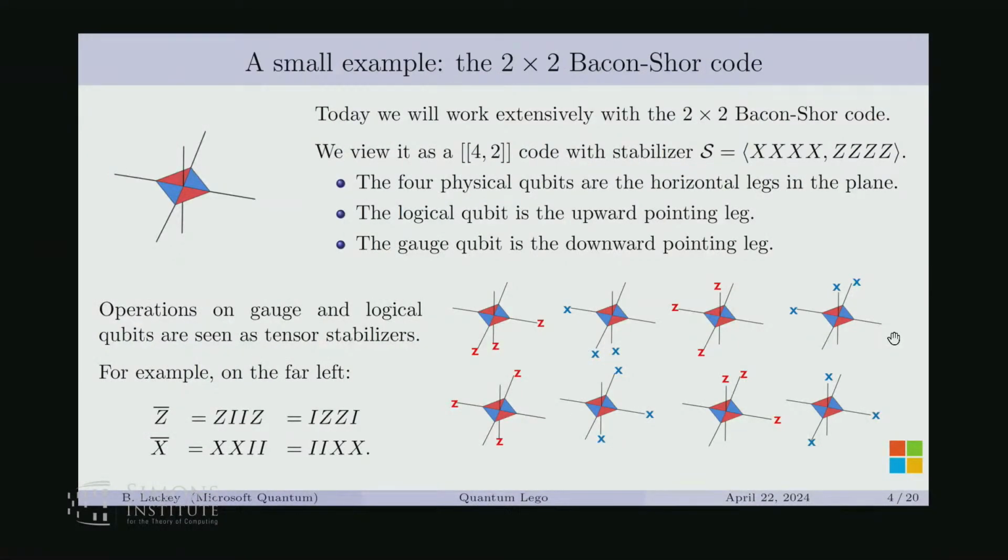All right, great. So it seems like the 2x2 Bacon-Shor code is the code of the day. It's, I think, appeared in almost all of the talks. And so, no surprise, we'll deal with it in detail again. So here's the stabilizer for this. If we view this, it's not really a ZX diagram, but it has the same features in that the logical operations we attach as legs. In this case, the vertical legs going up and going down can be thought of as the logical qubit and the gauge qubit of the Bacon-Shor code, while the 4 physical qubits are in a plane. And that's represented around here.